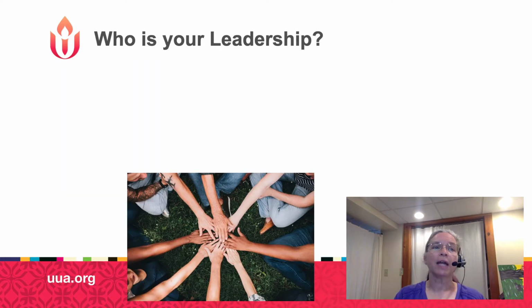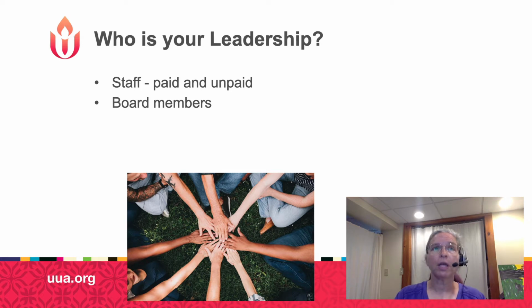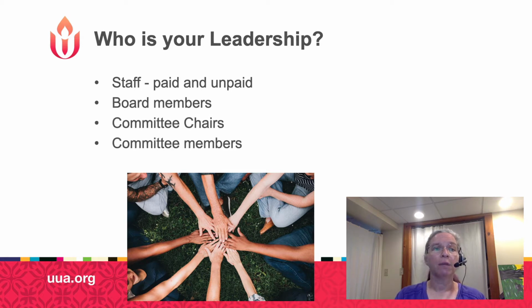The first subset is your leadership and your staff. This would include any staff, paid or unpaid, and your leadership, your board members, committee chairs, and committee members. How do your leadership and staff communicate with each other? Is it via email, phone call, Google Groups? Does your staff use Teams or Slack to chat?